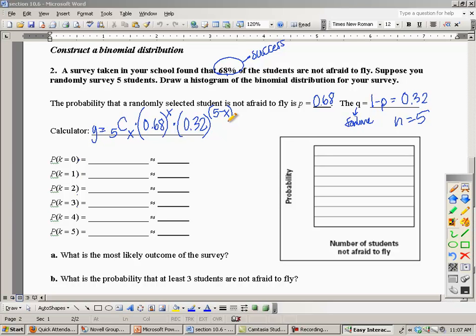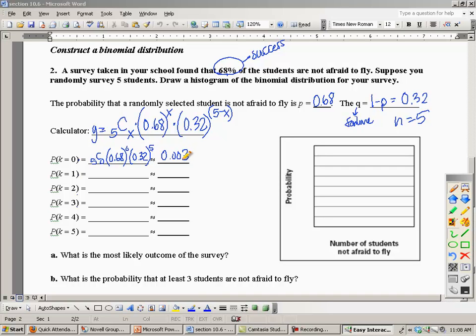So what you would do is now go to your table after you put this in. And what you're going to do is at your table, they're going to give you a decimal. Now the way it would look if I did it by hand, let's say I don't have a graphing calculator, is I would take 5C0 times 0.68 to the 0 and 0.32 to the 5, because again, these two together have to equal the number of trials you're doing. If I have a graphing calculator, you should be able to see it's like 0.003.